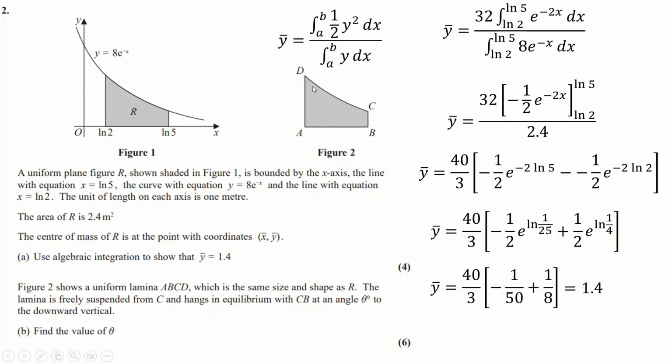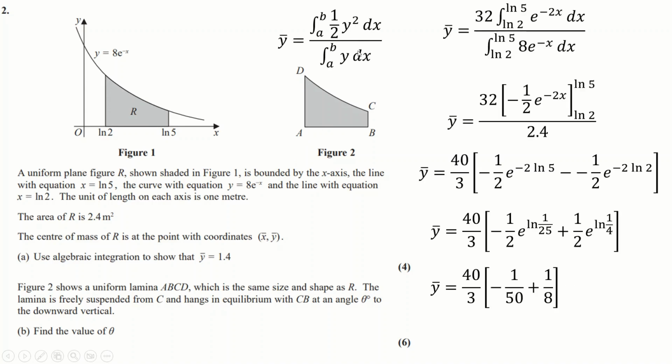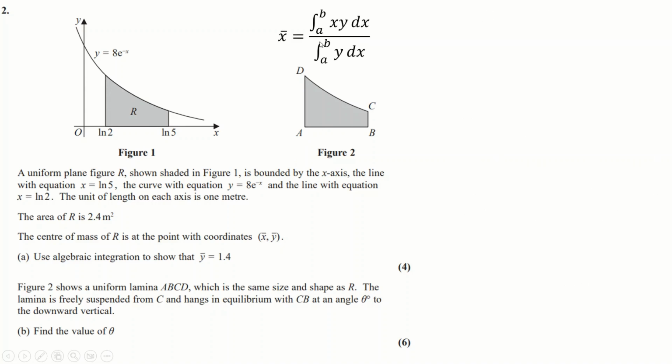And then the next bit is, given that this is just this but made solid, we're going to hang it at C. And of course, when you hang something, it goes through the centre of mass, which is x bar, y bar, which means we need x bar. So the formula for x bar is this. It's slightly different to y bar, notice, and you just need to memorize those two formulas.